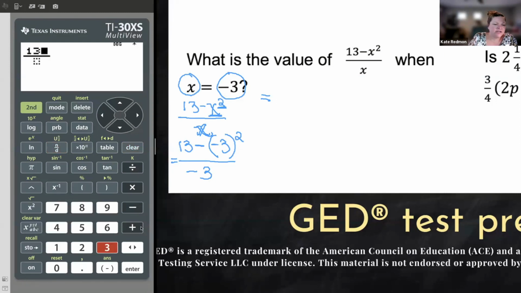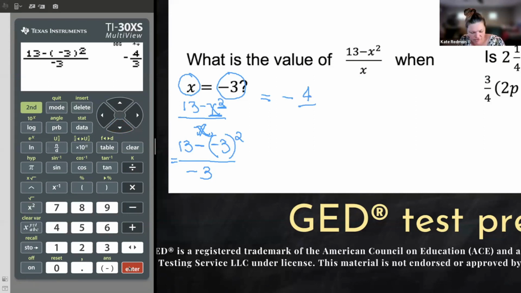So I'll get 13 minus, open up my parentheses so I don't make that common student error, put the negative inside the parentheses and the exponent outside the parentheses. And then I can arrow down to the bottom of my fraction and put -3 down there. And I get -4/3.